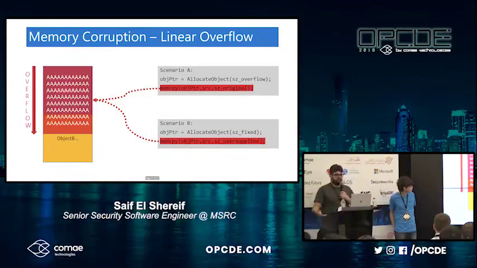And in the second scenario, we're using a user supplied value to copy data without checking that it is actually equal to or less than the object size that was allocated. In that case, we would overflow the memory that is adjacent to the object in memory, which is the linear overflow part of it.